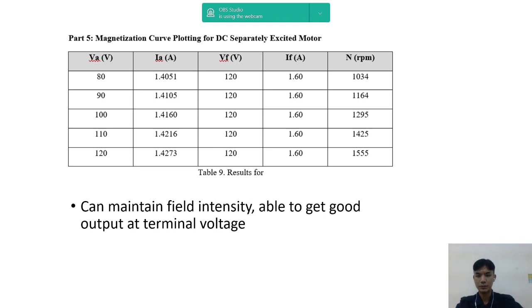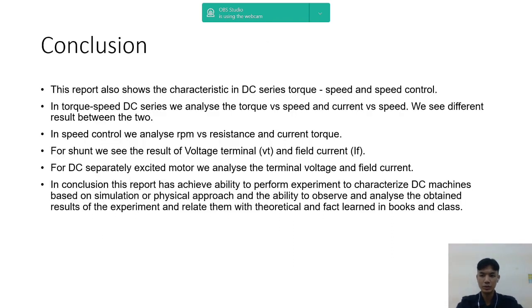Okay, for the conclusion, this report also shows the characteristic in DC series torque speed and speed control. In torque speed, DC series, we analyze the torque versus speed and current versus speed. We see different results between the two. In speed control, we analyze RPM versus resistance and current torque. Okay, for shunt, we see the result of voltage terminal VT and field current IF. For DC separately excited motor, we analyze the terminal voltage and field current.